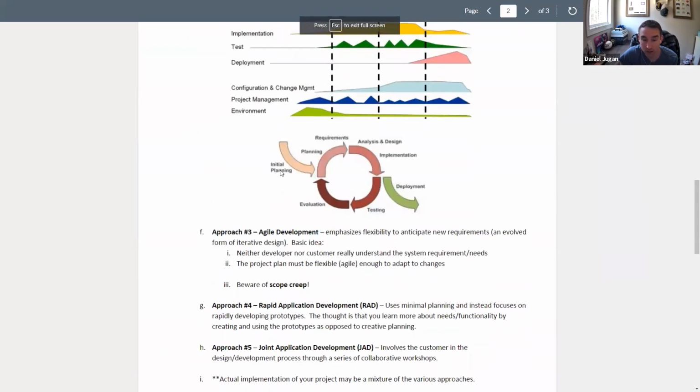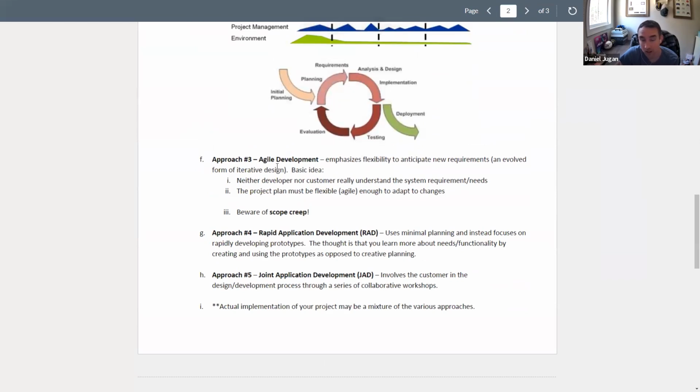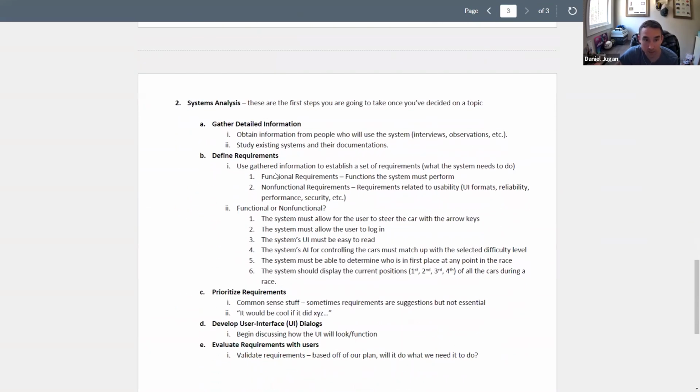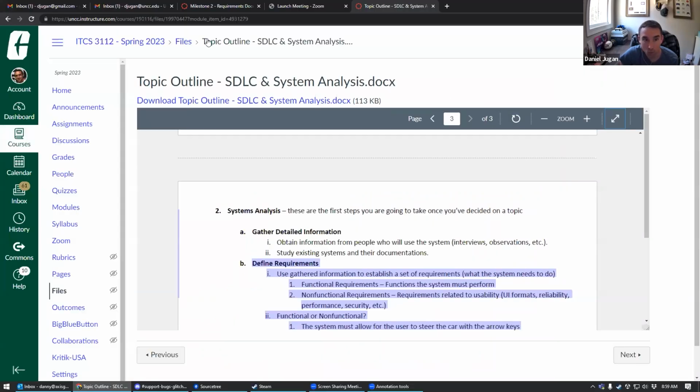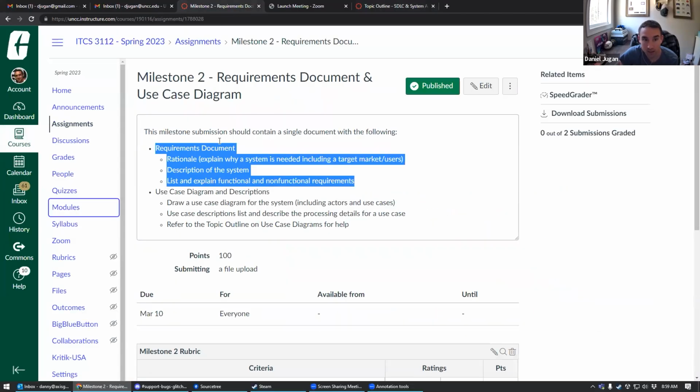This is where we talked about the different methods for creating, waterfall, agile, all that sort of stuff. In system analysis, so in part 2, you get to the point where you are defining requirements. Okay, and this is the requirements document. This is what you are going to be doing. This is part 1. Let me switch back to this. This is part 1 of what you're turning in for milestone 2.